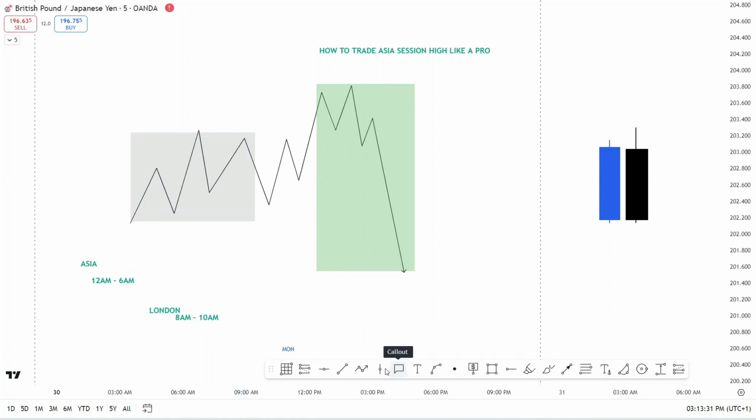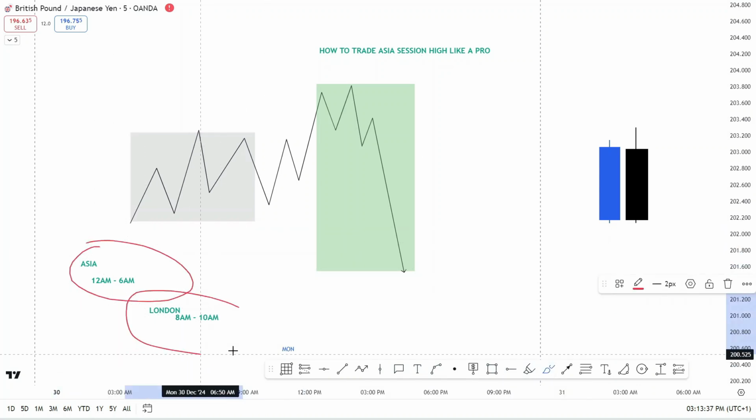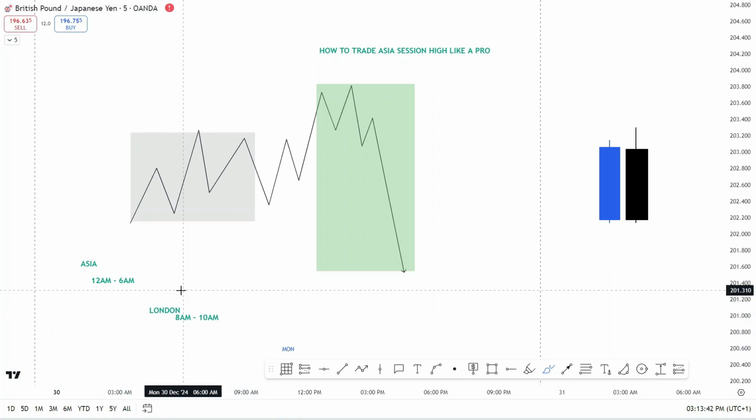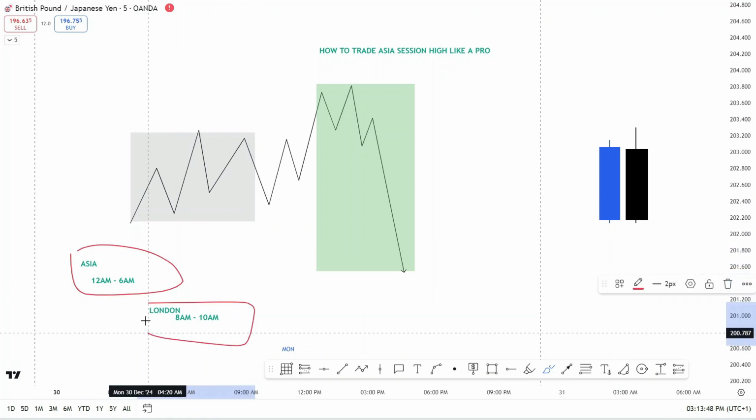So first, we have to understand the timing during the Asian session and the timing during the London session. So this is actually a London session strategy. However, we need the Asian session to pick our range, the range which we intend to trade.